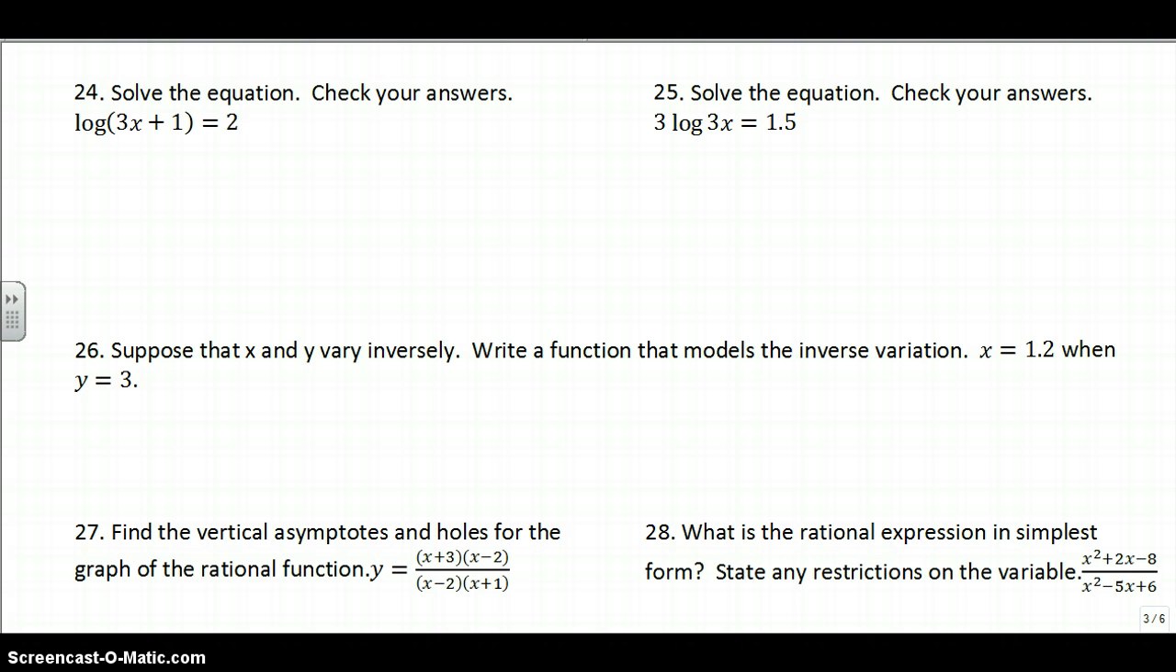24, solve the equation, check our answers. Well, you could always check your answers. I'm not going to, but believe me, they do work, all right? Just for the sake of this video and time.